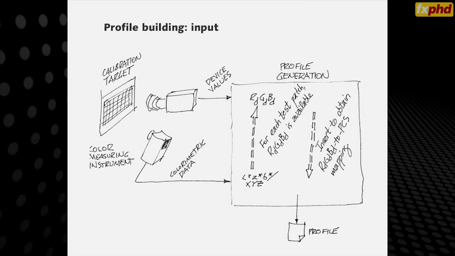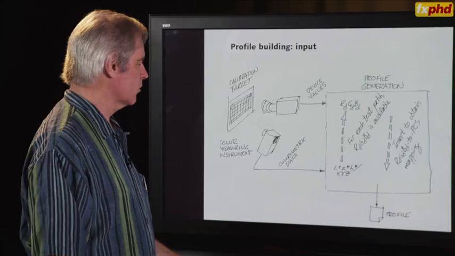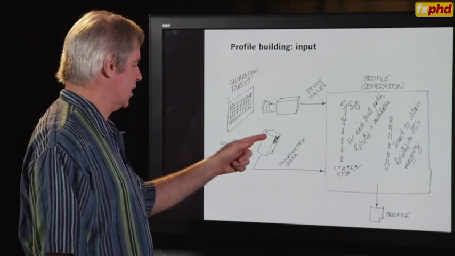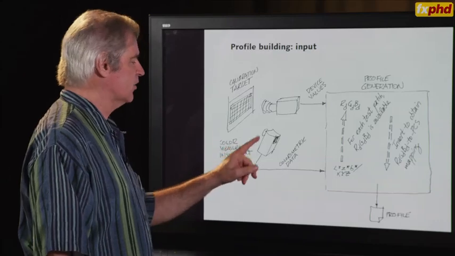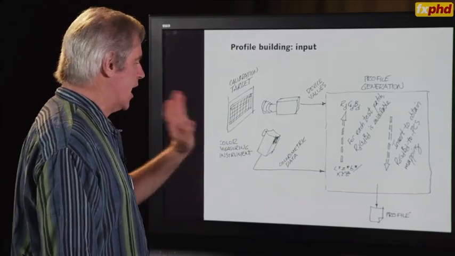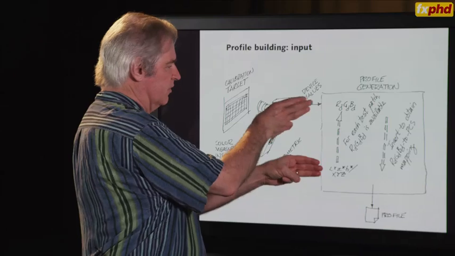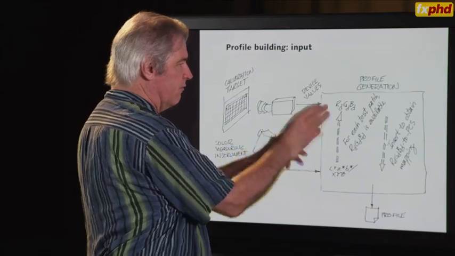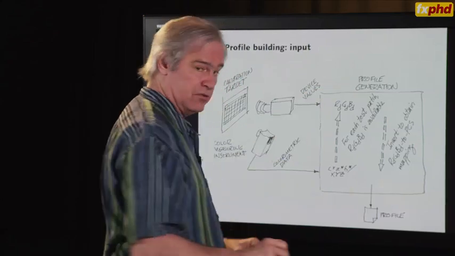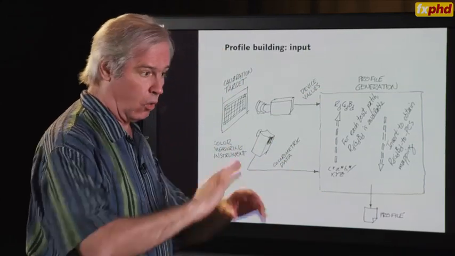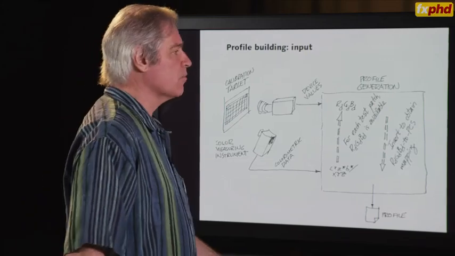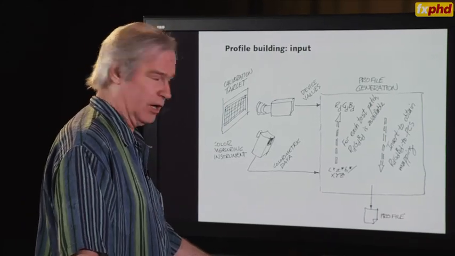So to use a very crude sketch made on the back of a napkin, we shoot the calibration target with our camera to get device values. We measure each of these patches with a color measuring instrument to get colorimetric data. Now we've got a set of colorimetric triplets and a set of device triplets. The building of the table is just mapping all of those 228 associations to the right places.